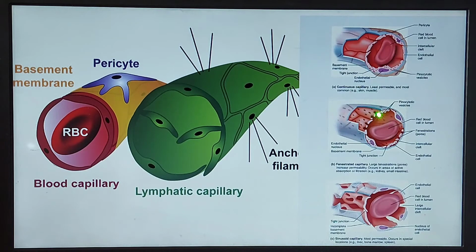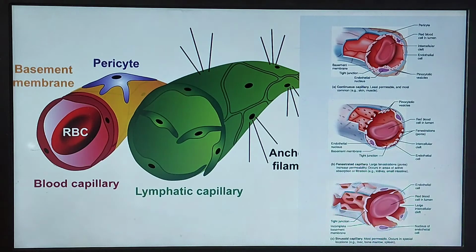And some capillaries have pores. We can see there is a pore, there is a pore. In the capillary wall, there are some pores. This pore is surrounded by a diaphragm. This is known as the fenestrated capillary. In the kidney and the intestine, this type of capillary is found.